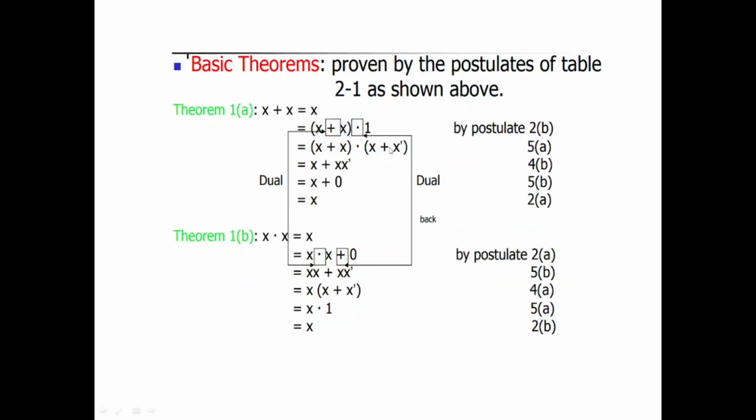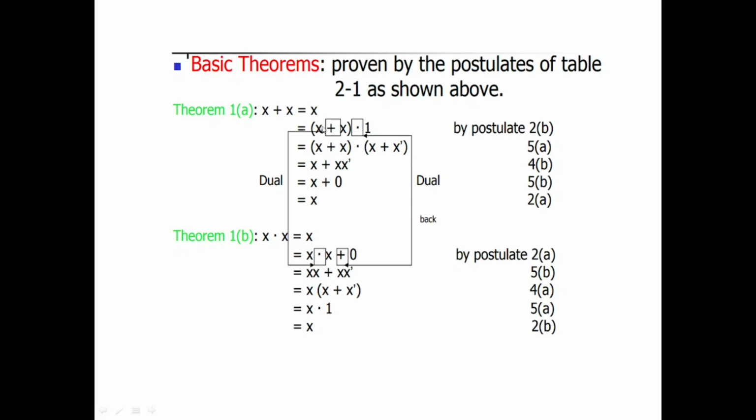1 can be written as x plus x dash. And by 4b, this x plus x dot x plus x dash can be written as x plus x dot x dash. This is the distributive law. And by postulate 5b, we can say x dot x dash is equal to 0. So it is written as 0. The remaining x plus 0 can be written as x with respect to postulate 2a. So hence it is proved.